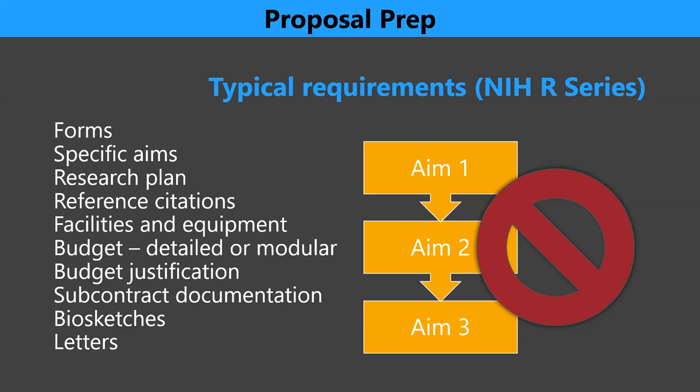I have budget on there twice because your budget detail is going to be the spreadsheet kind of thing. Modular in NIH speak means that you say, here's my personnel and my costs associated with personnel, but for supplies, I just need $20,000 and you don't have to detail it for them. I recommend going the modular route whenever you can, because when you get the money, you have that much flexibility.